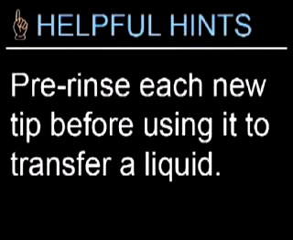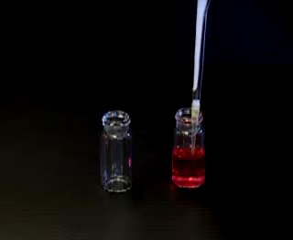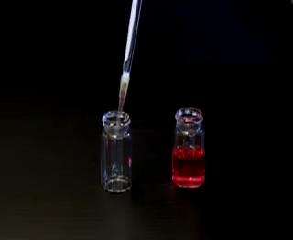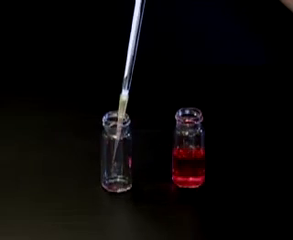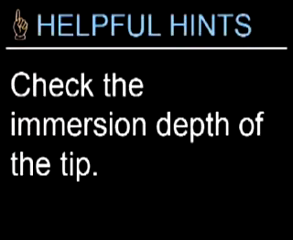Most liquids leave a film on the inside wall of a new tip, which affects the actual volume that can be transferred. By pre-rinsing a tip, these volume variances are eliminated. To pre-rinse a tip, simply draw solution into the tip and expel it into a waste container. Third, check the immersion depth.